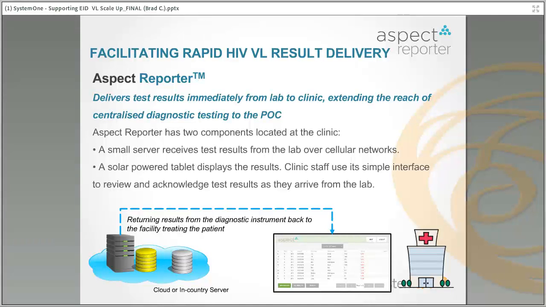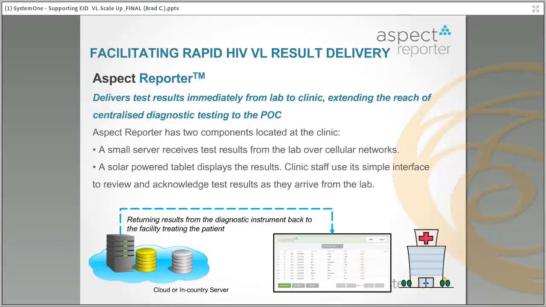And basically what the system does is the clinic will collect samples from patients and send these to a referring facility. Once these are processed at the facility on the HIV platforms, like the Abbott M2000 or the Roche, as soon as those results are approved by the lab staff, the Aspect Reporter is a system which receives those results back at the clinic and allows the users at the clinic to log into the system to see their HIV, their EID, their viral load, and their TB results.